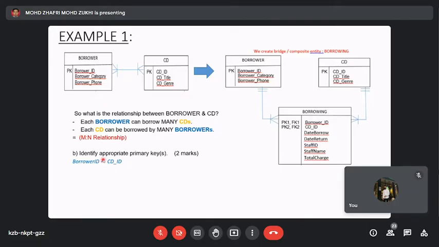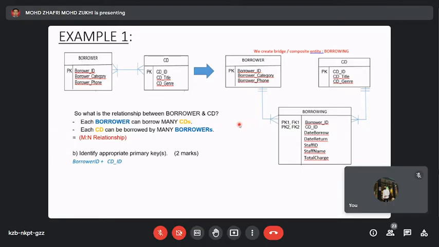Make sure you put plus. Don't put comma, put plus so that I know borrower ID is the primary key from one entity plus CD ID is a primary key from another entity. If you put comma, I might be confused, maybe the CD ID is an attribute within one table. So to answer B for the identified appropriate primary key, you should put a plus sign so that I know two primary keys are involved in this question.